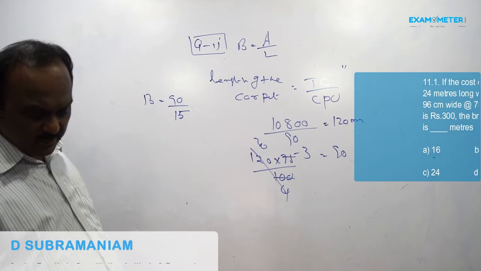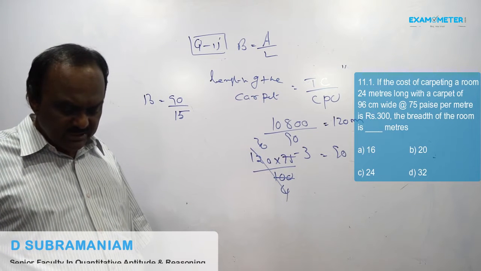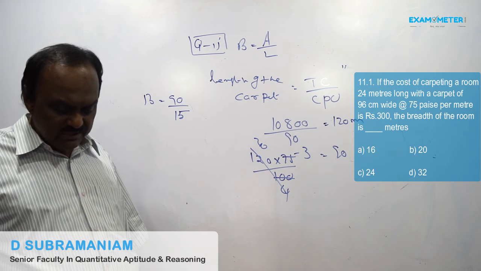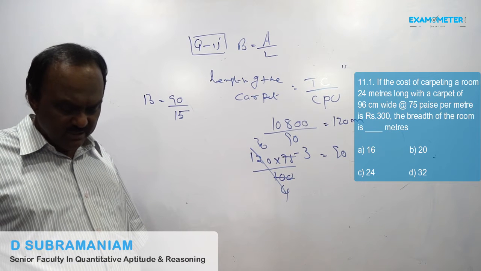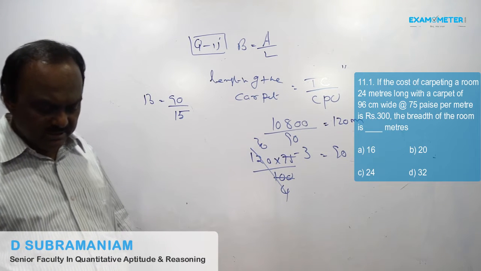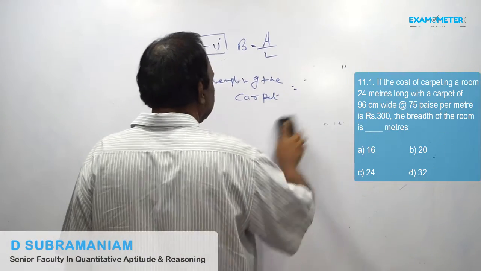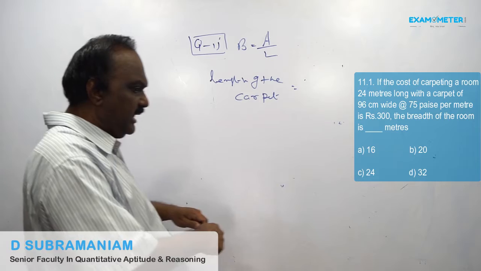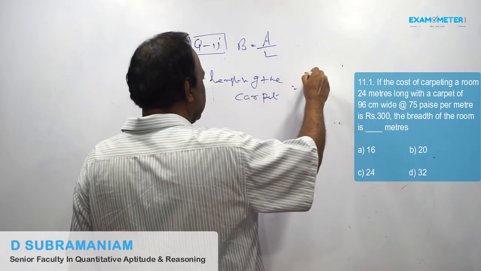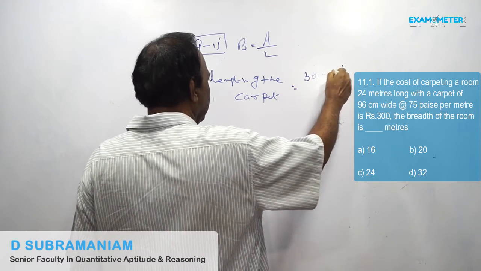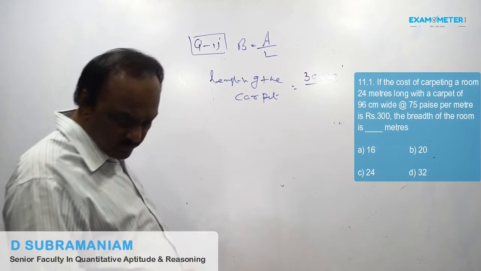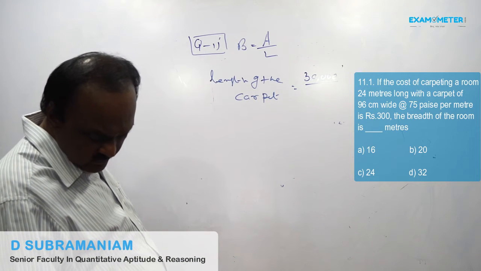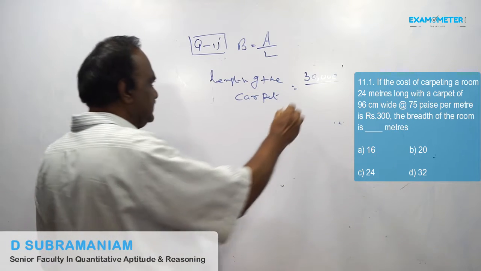If the cost of carpeting a room 24 meters long with a carpet of 95 centimeter wide at the rate of 75 paisa per meter is rupees 300, the breadth of the room is. Breadth is equal to area by length. 300 rupees, that is 30,000 paisa, divided by 75 paisa.